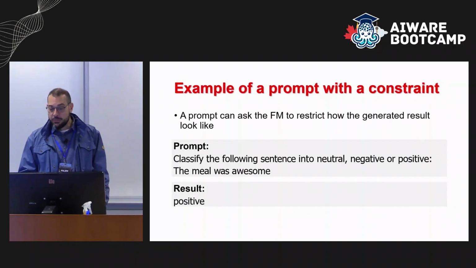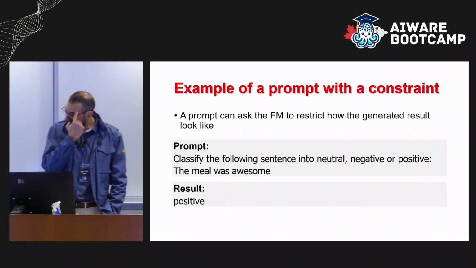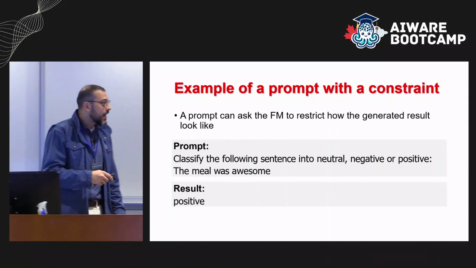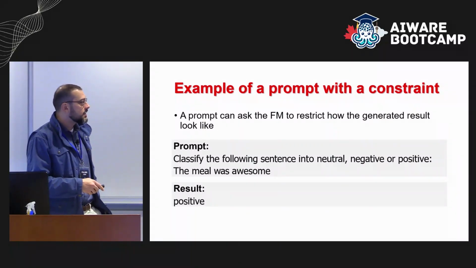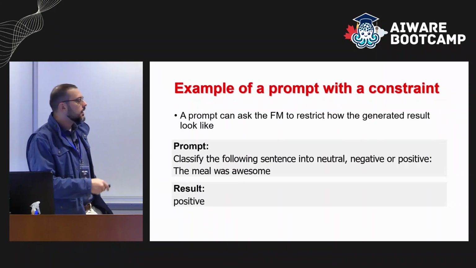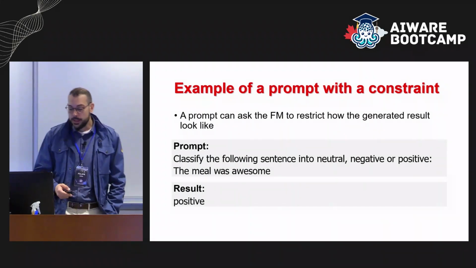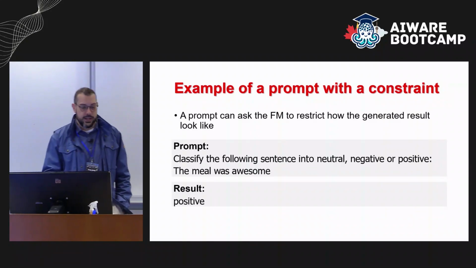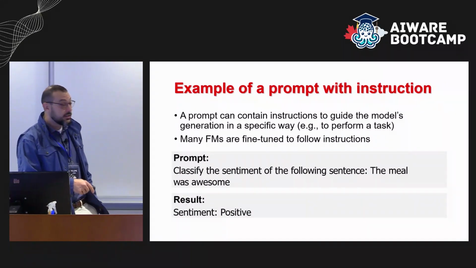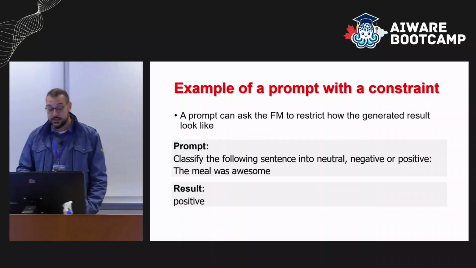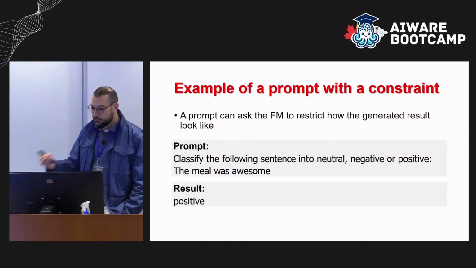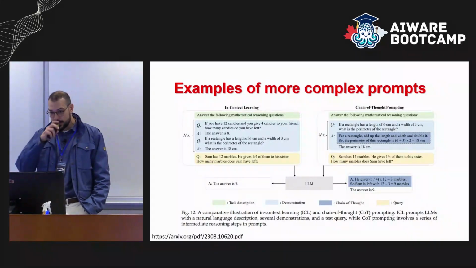And here's an example of a prompt with a constraint. Recall that I said that sometimes you want the output to be constrained to something. Here we have an example: classify the following sentence into neutral, negative, or positive. The meal was awesome, and the result could be just "positive." Again, if you are parsing this output, and if you look back on the previous slide, you don't want "sentiment" to be there because this will make your parser fail. That's a very easy and lightweight way to enforce some output results.